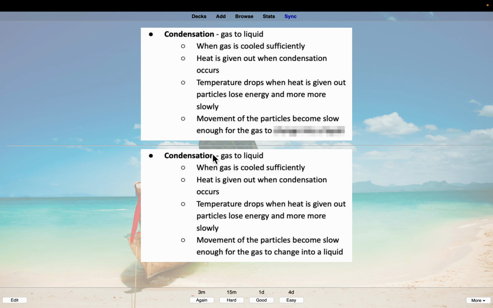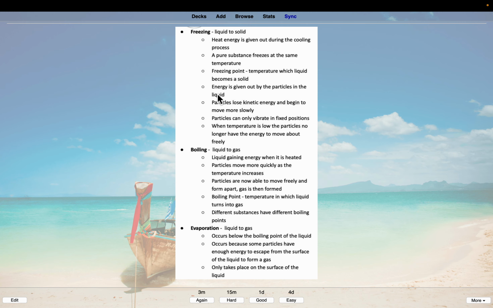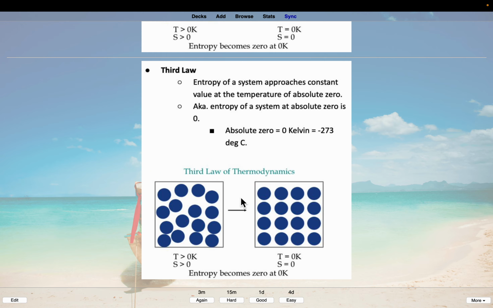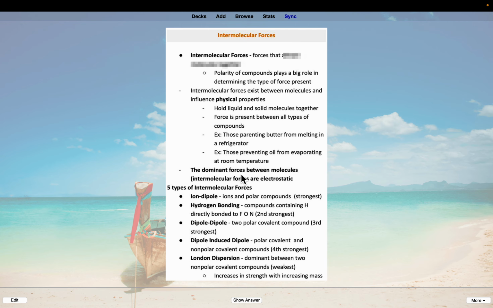So this is from gas to liquid. Evaporation is from liquid to gas. Freezing. Third law. This has also been mentioned.